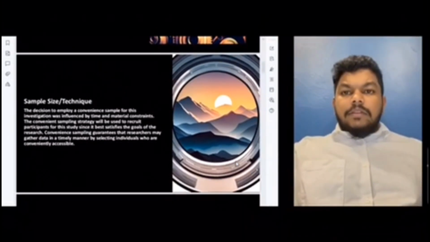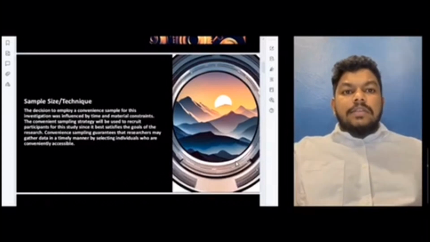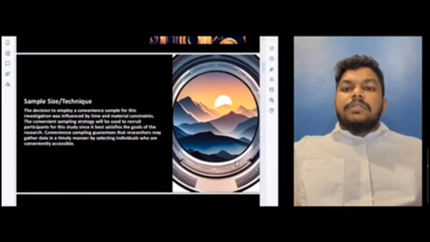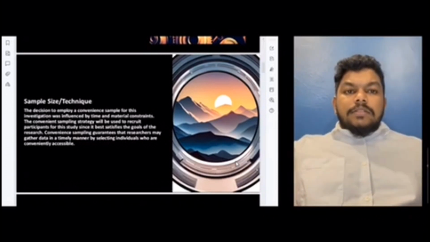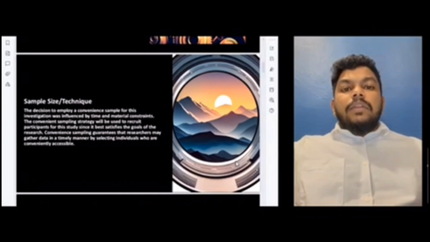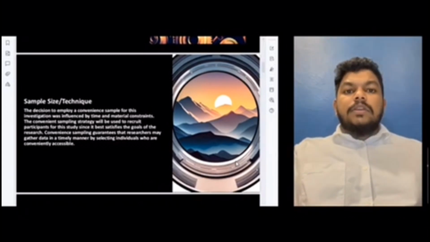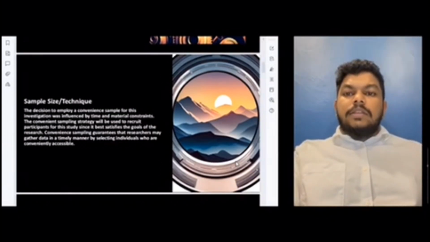Time and material limitations inform the decision to use a convenience sample for the study. This study will use a convenience sampling method to recruit participants since it best meets the needs of the researchers. Convenience sampling ensures that researchers may collect data within a reasonable time range by selecting individuals who are easily reachable.